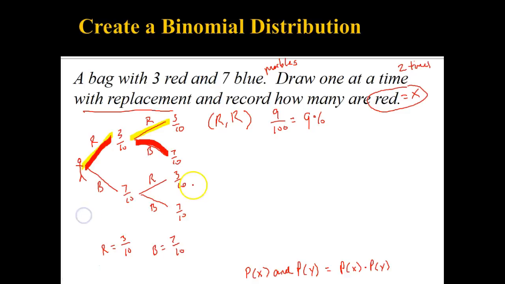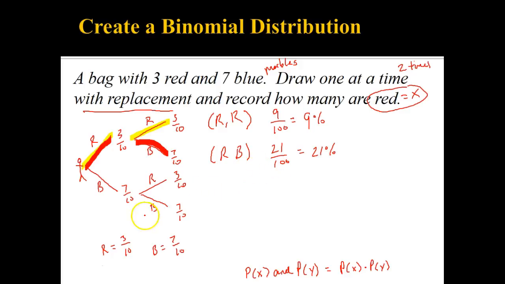That highlighter is not very nice. And if we had gone on that path, we would have ended up with a red and a blue. And the probability of doing that is the probability of drawing a red, 3/10, 30%, times the probability of drawing a blue, 7/10, which is 3 times 7, 21, 10 times 10, 100, 21 out of 100, or 21%.